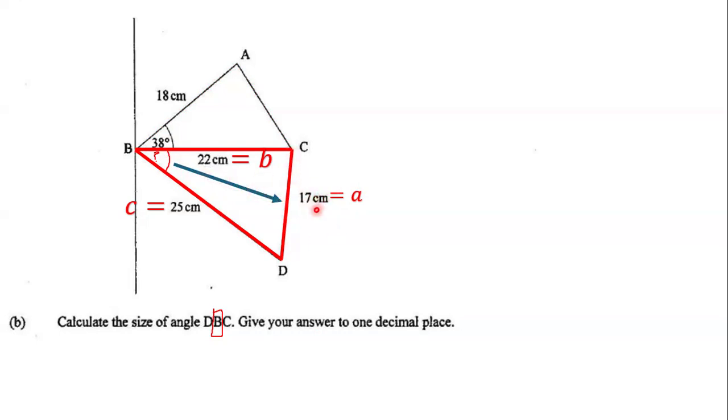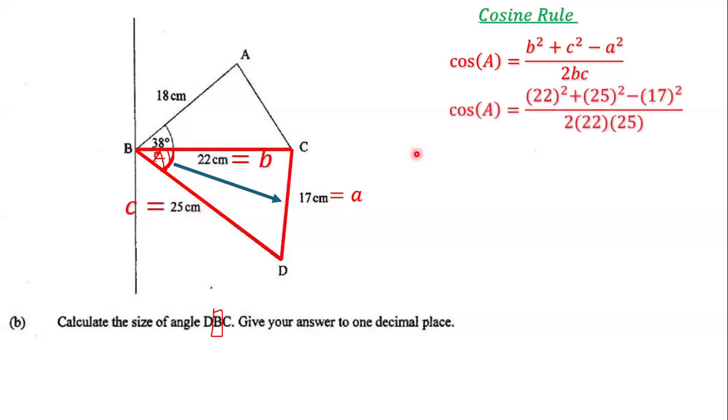So this is small a, and small a is going to be equal to 17 centimeters. And capital A is actually equal to the angle that we're trying to find. So this is capital A, and this is small a. And we call this one b, and we call this one c. The reason why that's important is because this is the cosine rule for finding an angle, for finding the size of angle A, where capital A is your missing angle, small a is the side that is opposite to the missing angle, and b and c are the other sides of the triangle.